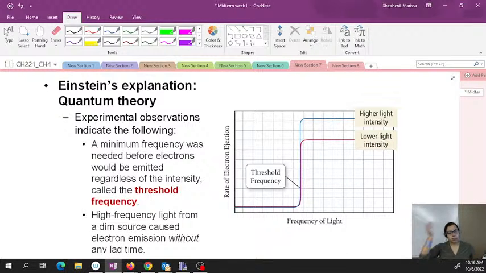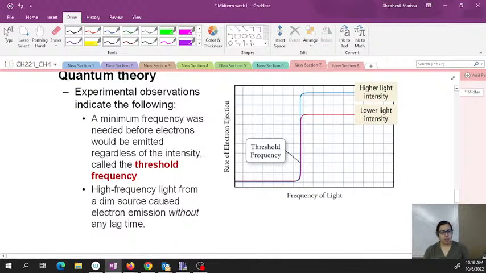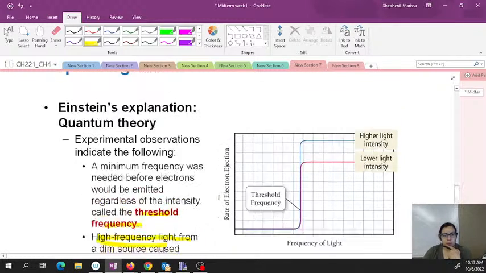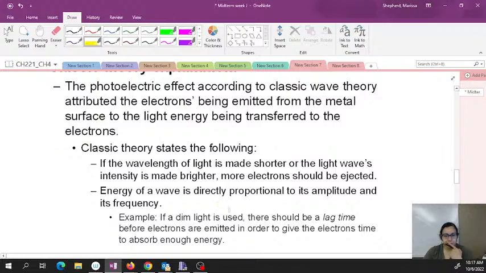So now they're confused. And the other thing was what I was saying with the dim source. The high frequency light, so that blue light that was dim, caused the electron emission without any lag time. So that didn't really make sense to them. They were thinking that if you change the intensity of the light, that would change when the electrons would be emitted. So instead, they came up again with that threshold frequency.